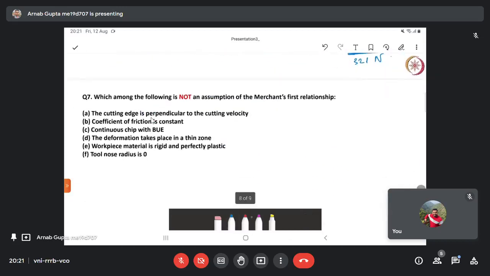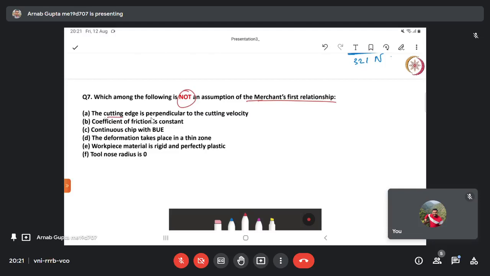Last question is which among the following is not an assumption of Merchant's first relationship? So this is an important question because you need to know what are the assumptions that you have considered for orthogonal turning. So first assumption is orthogonal turning. So in which cases you can apply this Merchant circle diagram, and in which problems you can't apply the Merchant circle diagram. But you need to know that.